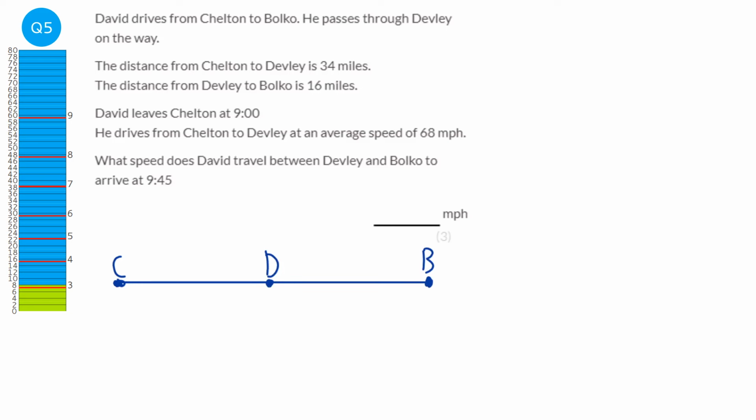Distance from Chelton to Devley is 34 miles. Distance from Devley to Bolko is 16 miles. So I'm just reading through the question, adding it to my diagram. David leaves Chelton at 9 o'clock. He drives from Chelton to Devley at an average speed of 68 miles per hour. And what speed does David travel between Devley and Bolko to arrive at 9:45?